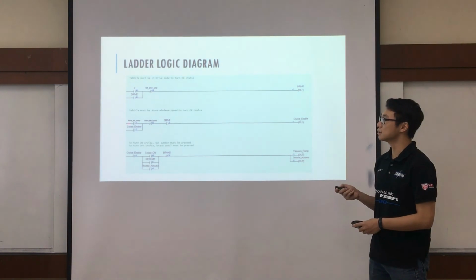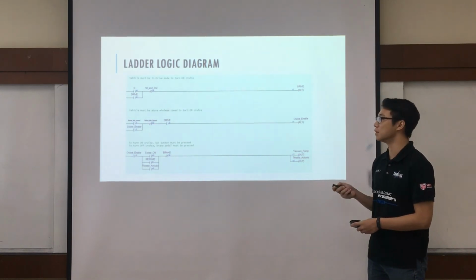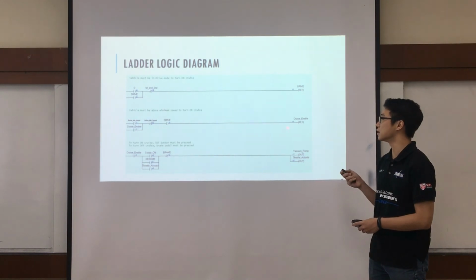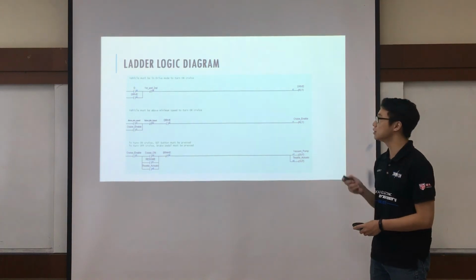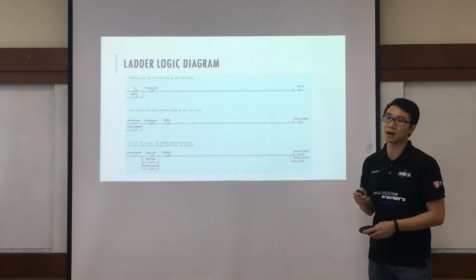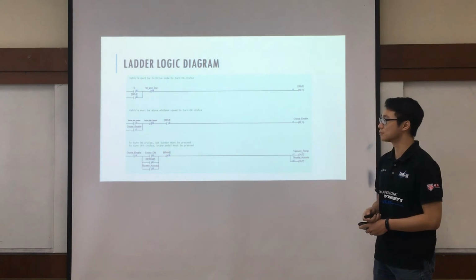Secondly, we'll look at the requirement of the minimum speed. We can see here there are 2 contacts used, above the minimum speed and below the minimum speed. So we see that if the car is above the minimum speed, the contact is energized and the rung is energized, which energizes this cruise enable relay. So these 2 requirements, drive and cruise enable, are needed to turn on cruise.